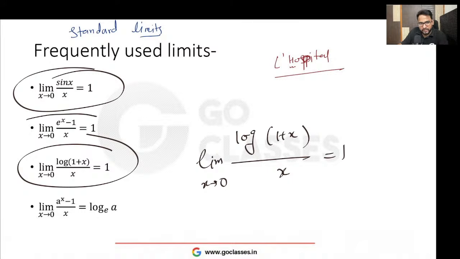Or if you want, you can remember this also. Just remember these standard limits. It is good that you remember. Otherwise, we can definitely use something called L'Hopital's rule, and then we can definitely derive these identities. It's not a big deal. But it's better if you remember. Cool.